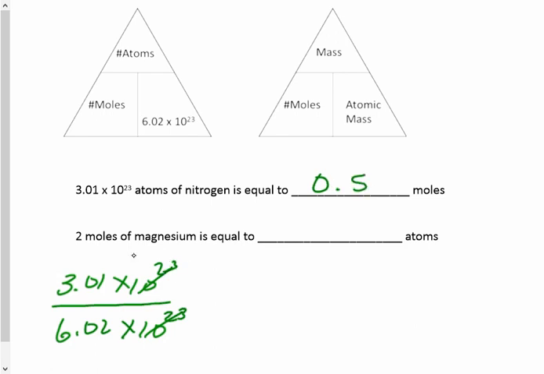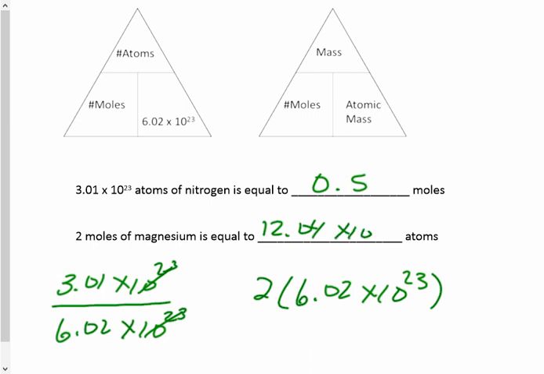All right, now what about the second example here? If I want to go from moles to atoms, I will then cover up atoms. What does my triangle say I'm supposed to do? I'm supposed to multiply these two numbers. So I'm going to take 2, and I'll multiply that by 6.02 times 10 to the 23rd. So really all I need to do is multiply 2 times the 6.02, and then just write my exponent here. And that would be 12.04 times 10 to the 23rd.